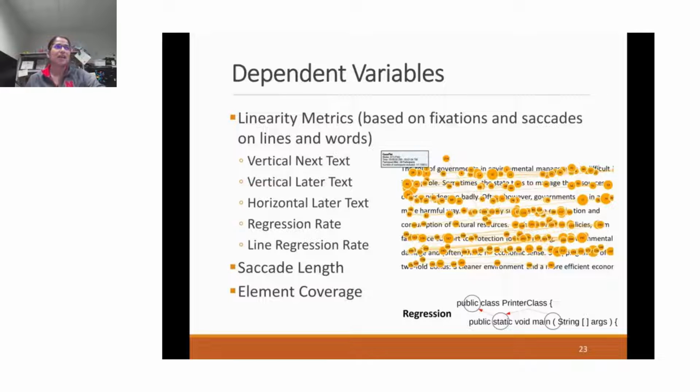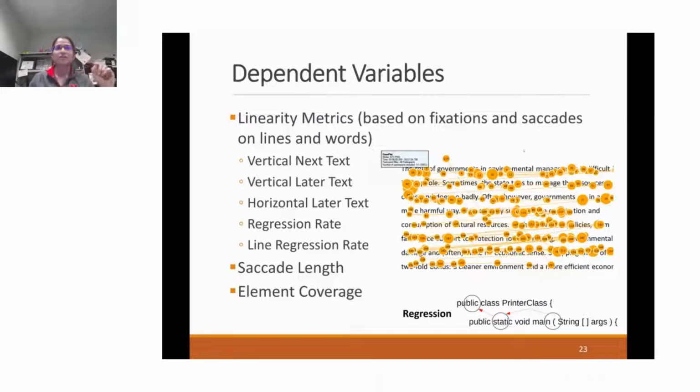So we have vertical next text, which is the percentage of forward saccades that stay on the same line or move one line down. Vertical later text is the percentage of forward saccades that stay on the same line or move any number of lines down. Horizontal later is the percentage of forward saccades within a line. Regression rate is the percentage of backward saccades. So let's say you're on this line here and you look back up any number of lines, that is the regression rate. And then the line regression rate is just within the line that you look back.